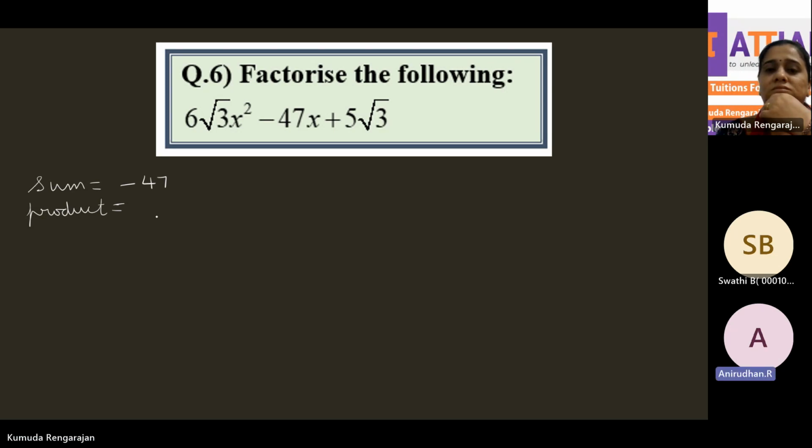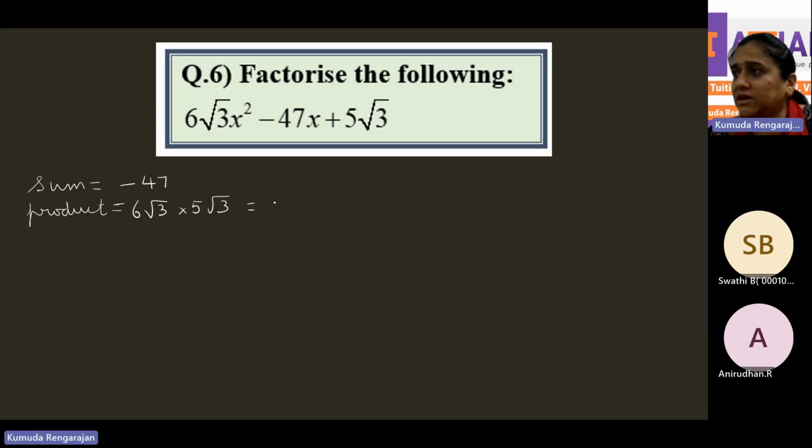5 root 3? No. 6 root 3, no x square. 6 root 3 into 5 root 3. Very good. So 6 5s are 30. Root 3 into root 3 is 3. So 30 into 3, 90 is the product.